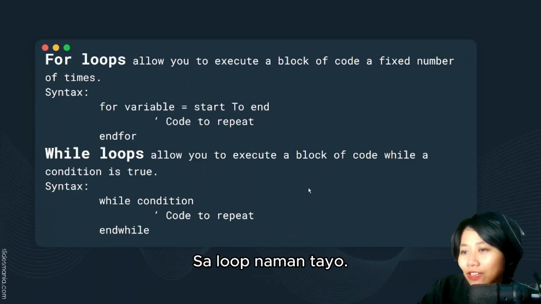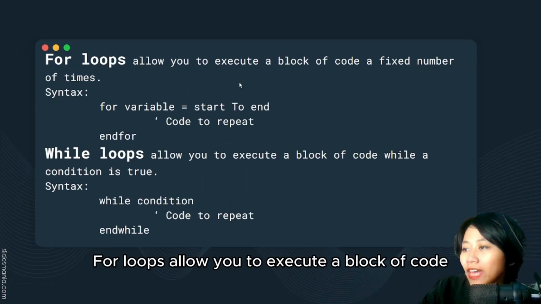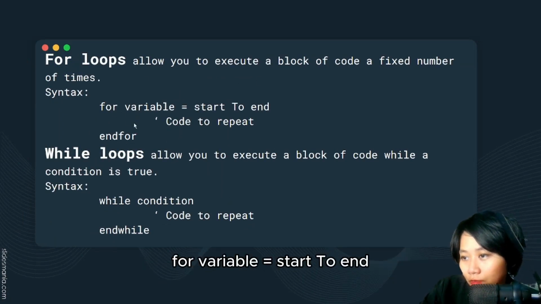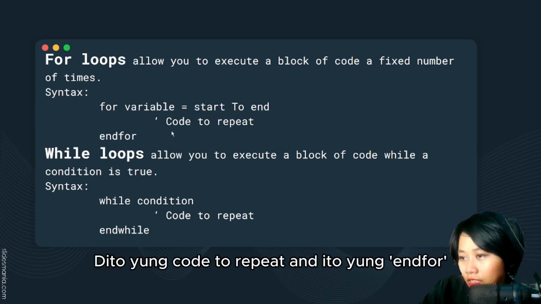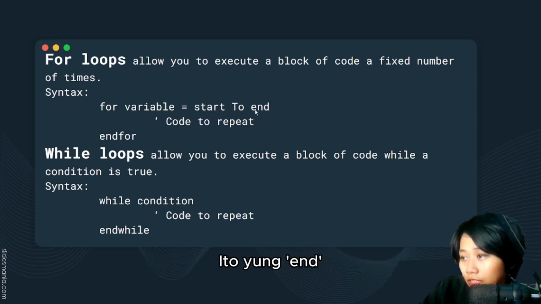Sa loop naman tayo. Just like Python, we have for loops and while loops. For loops allow you to execute a block of code a fixed number of times. Ito yung syntax natin. For variable equals start to end. Then dito yung code to repeat. And ito yung end for. This is the loop control variable. Ito yung start. This is the initial value for the variable. Ito yung end. Ito yung the final value for the variable.